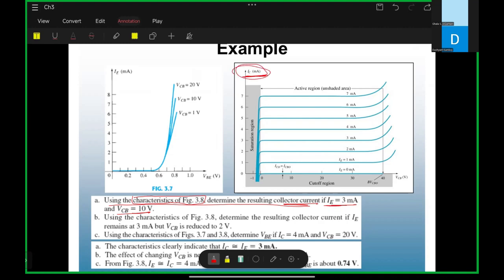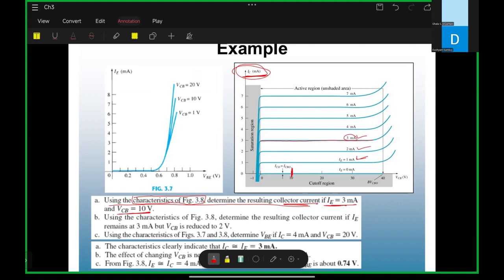When your IE current is 3 milliampere, first check the IE current: 1 milliampere here, 2 milliampere here, 3 milliampere here. Can you see here, Gala? Yes. So we have to use this line to calculate IC. And we have to calculate that IC value when your VCB is equal to 10. VCB equals to 10 is here. Can you see? Yes.